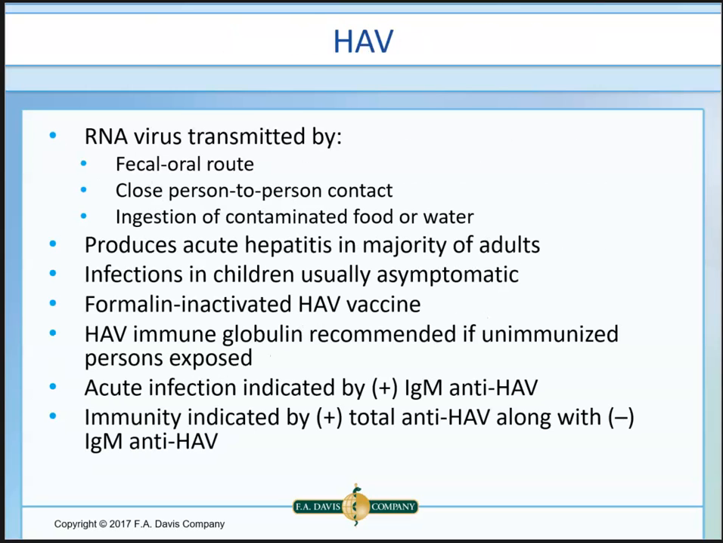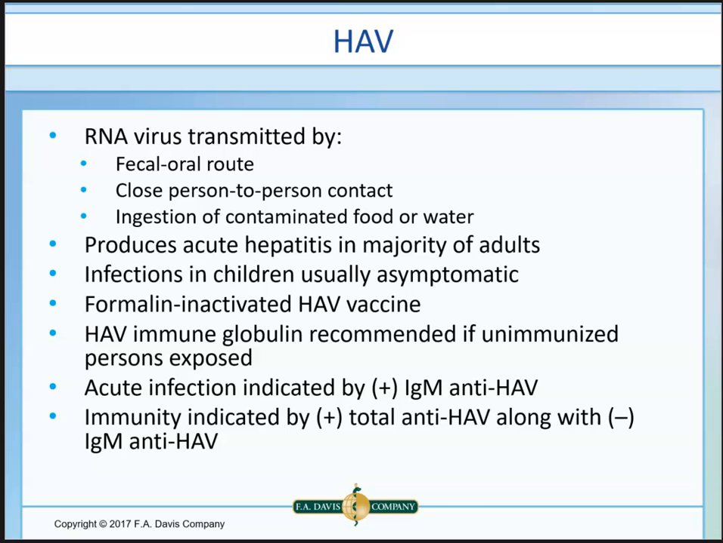Okay, so HAV, hepatitis A virus, is an RNA virus. Like we said, it's fecal oral route. So usually food is a big thing. It could be food or water, but it can produce acute hepatitis in most people. Children really are pretty asymptomatic. There is an HAV vaccine that's routinely given to all children now. It's actually a formalin-inactivated HAV, but it works extremely well.